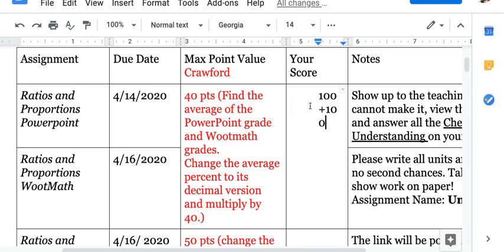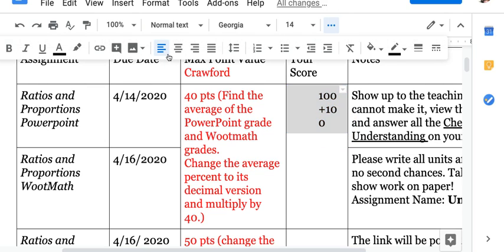But what you must do with this is make sure that you find the average of those two grades. Find the average of the PowerPoint and the Woot math grade. So let's say David got a 100. That's going to equal 200. And then you're going to have 200 divided by 2, which is going to be the same as 100.